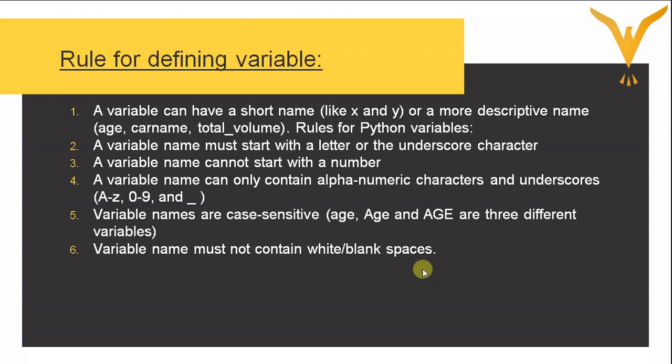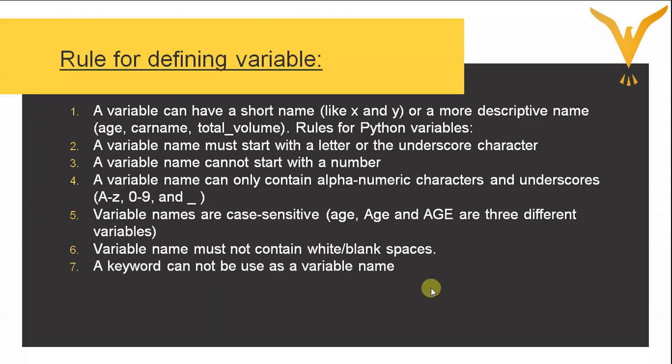Variable name must not contain a white space. That means if you are creating a variable name such as something like this, for example, first, and then you are putting some space and writing num is equal to 10, then this is not allowed. This type of variable name is not allowed. Why? Because there is a white space over here. White space is nothing but your blank space. So if you are writing a variable name with white spaces or blank spaces, then those type of variables are invalid.